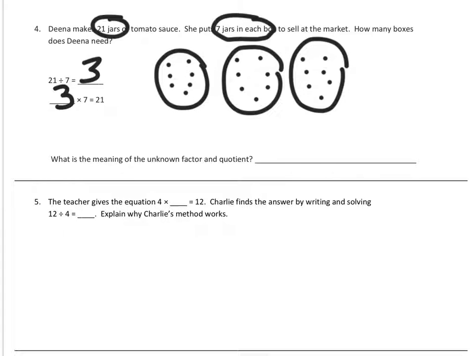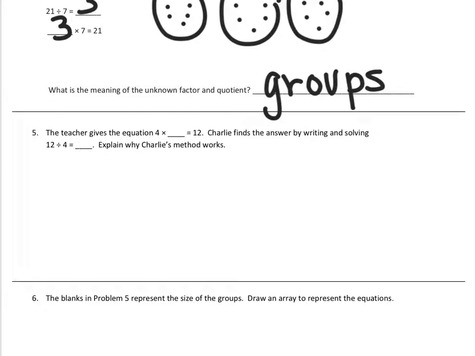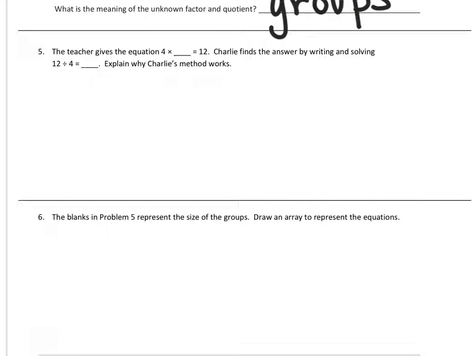So, what is the meaning of the unknown factor and quotient? Well, what was 3? Was it our number of groups or was it our size? Correct. It was our groups. So I'm going to write groups on the line. Moving on to number 5. The teacher gives the equation 4 times blank equals 12. Charlie finds the answer by writing and solving 12 divided by 4 equals blank. Explain why Charlie's method works.